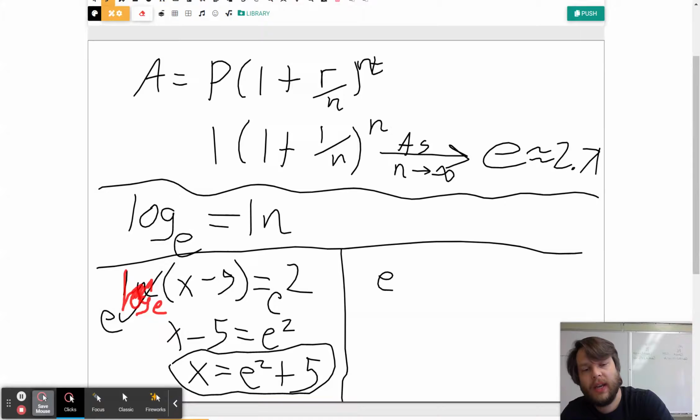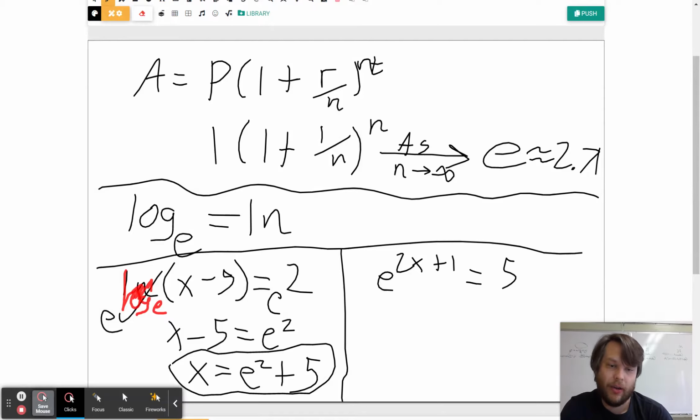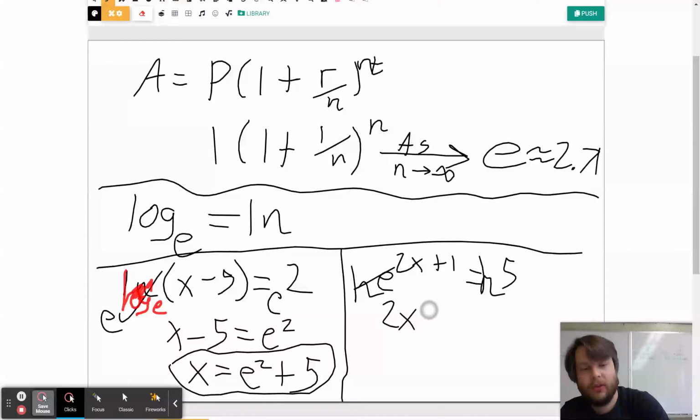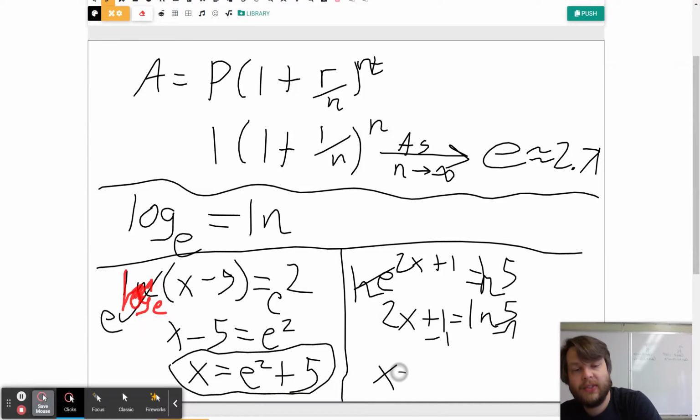Similarly, if you had e to the 2x plus 1 is equal to 5, I know that e has a special logarithm that I can take both sides, the natural log of both sides to cancel out the e. Then I have 2x plus 1. Sorry, that looks like an h. It's ln of 5. Then I'm solving for x just like we normally do, minus 1 and then divide by 2. So I have x equals natural log of 5 minus 1 divided by 2.